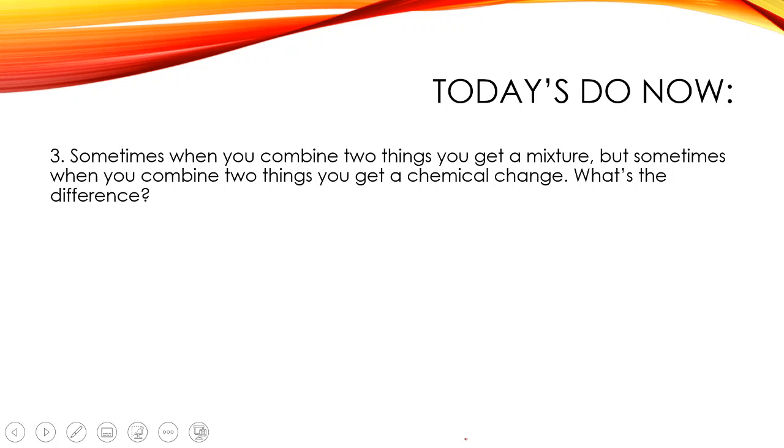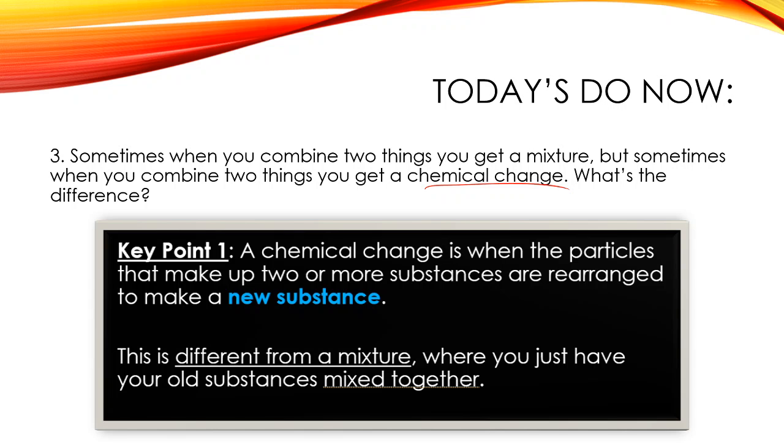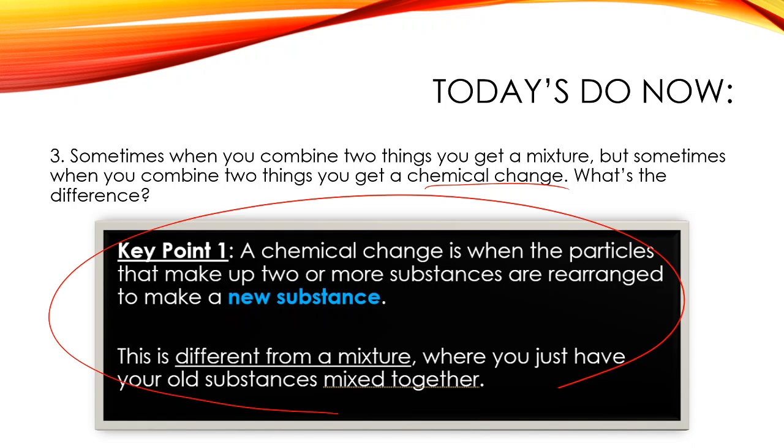Question number 3. Sometimes when you combine two things, you get a mixture. But sometimes when you combine two things, you get a chemical change. What is the difference? This is our most recent lesson all about chemical changes, and we're going to be reviewing it even more today. But this is the key point that we had learned before. If you had this written down in your notes, then you knocked out this question.